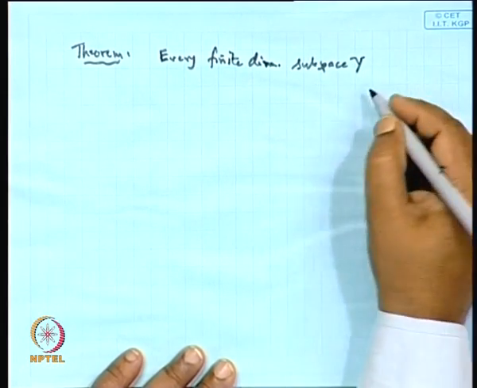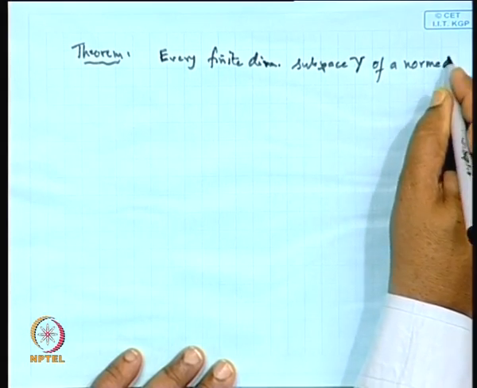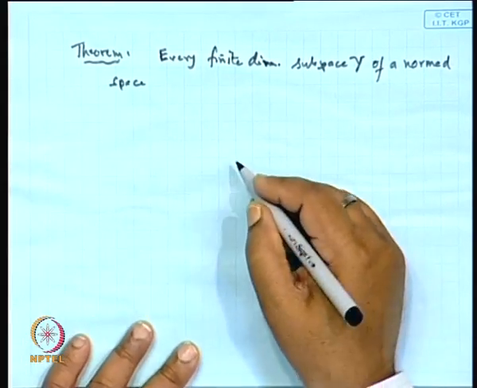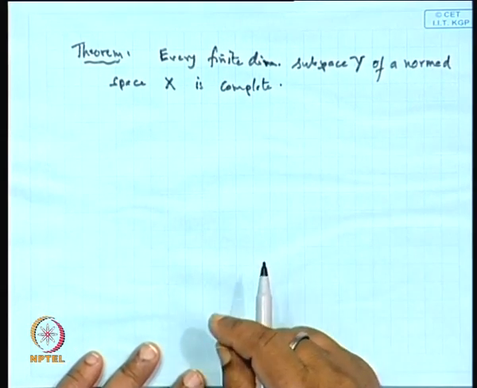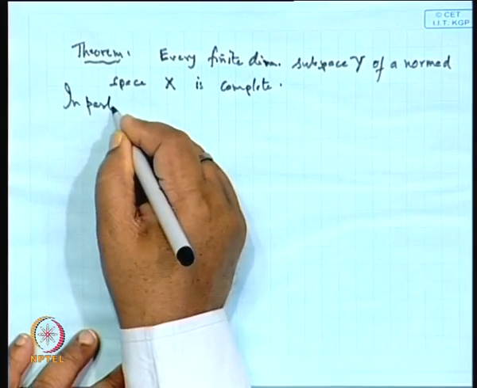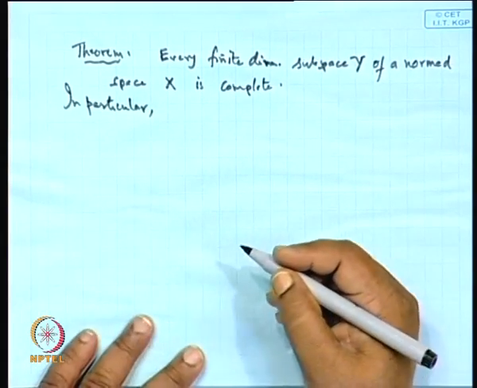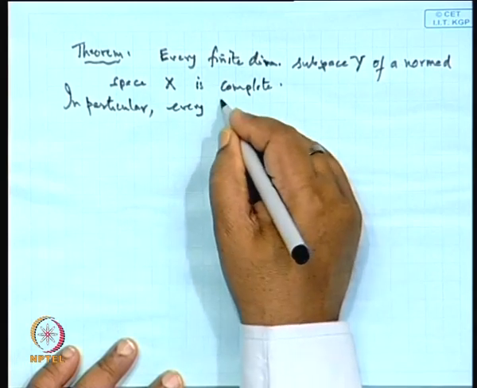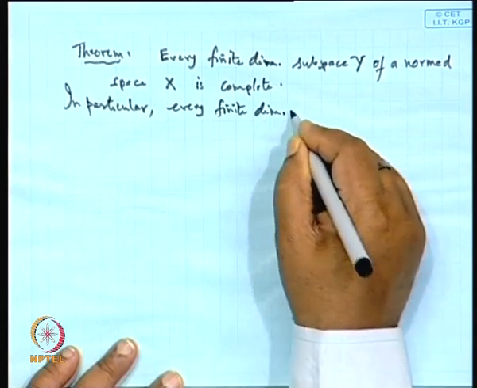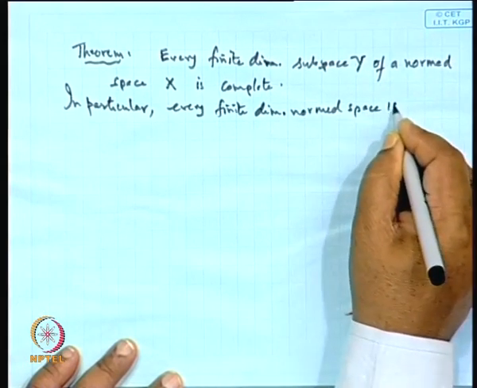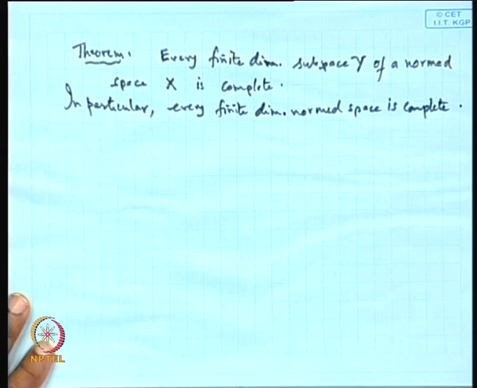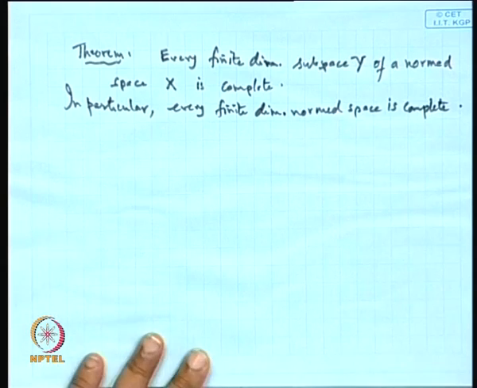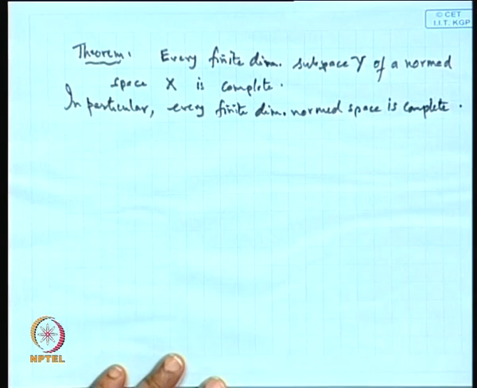Y of a normed space X is complete. That is, in particular you can say every finite dimensional normed space is complete. Okay. So, if the space is finite dimensional, then by this result you need not prove the completeness, because every finite dimensional space is complete by this result.